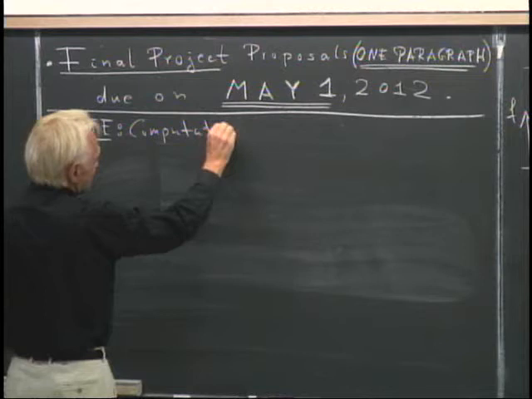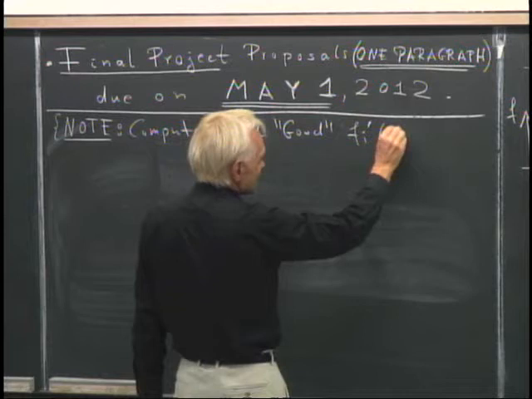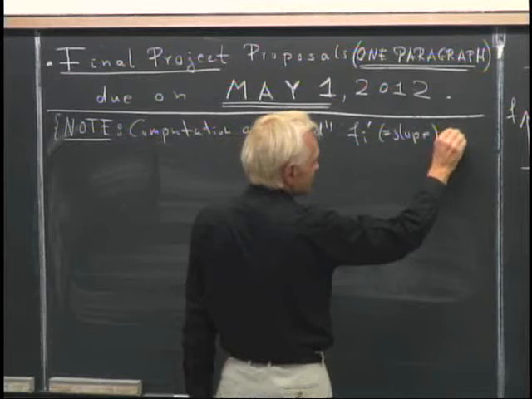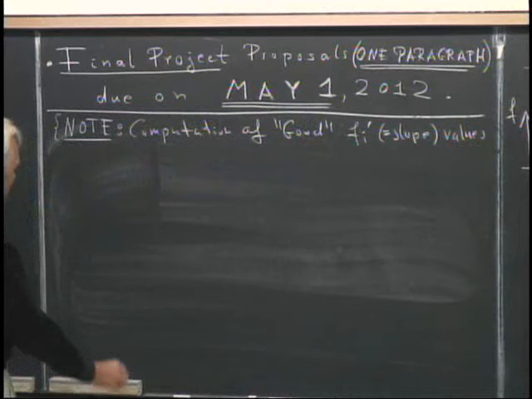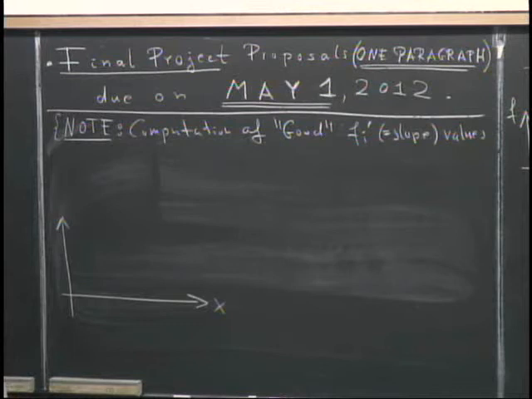Computation of good fi prime, i.e. slope values. How do we do that? How do we get good slopes?